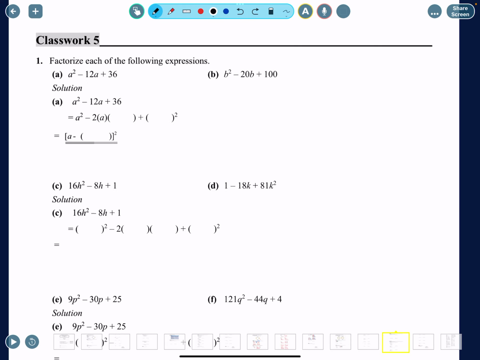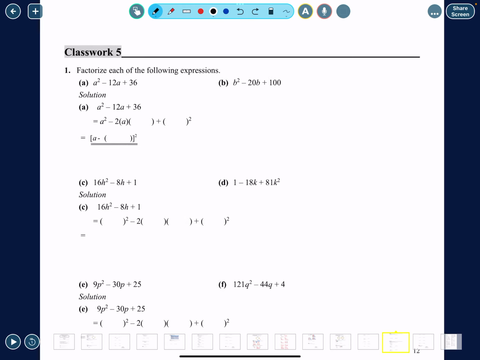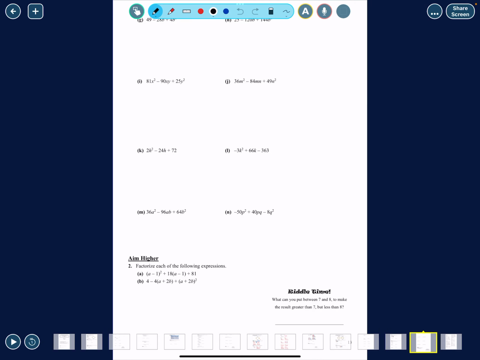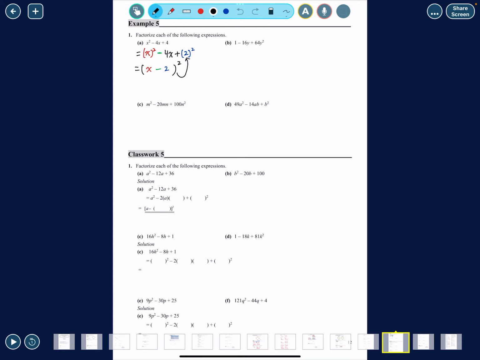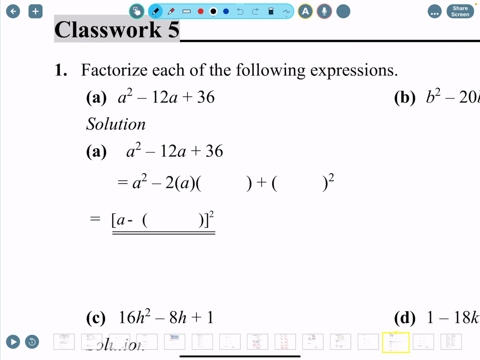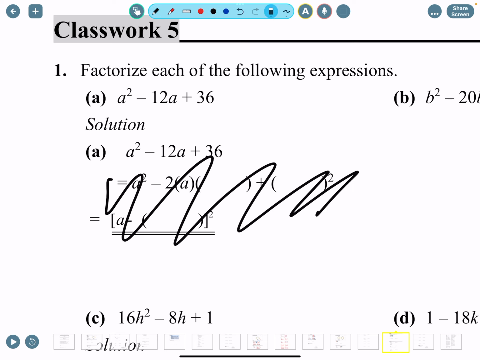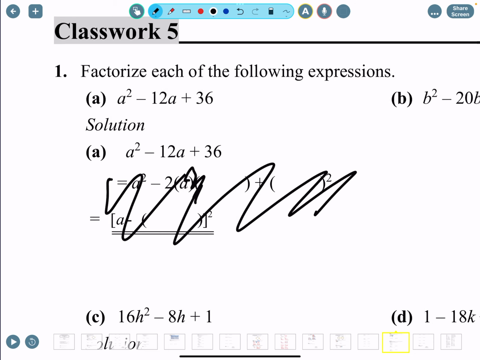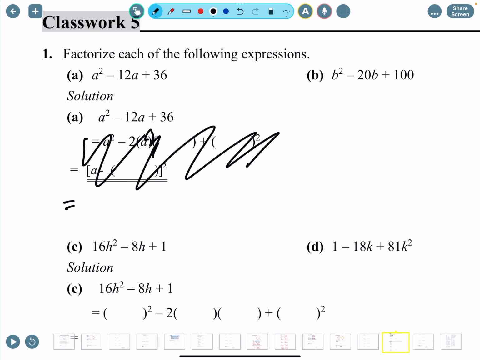Let's just do one more. Questions are difficult here. They all have a letter and a number next to each other. Let's just use this one over here. For example, this one here, we have a squared minus 12a plus 6 squared, which equals bracket a minus 6 with a square.